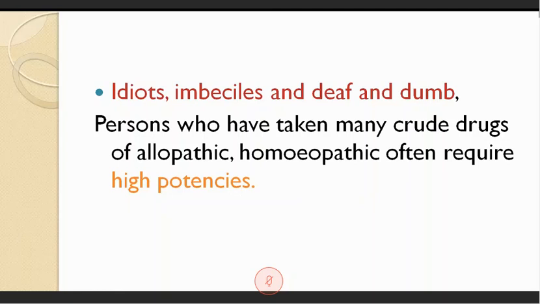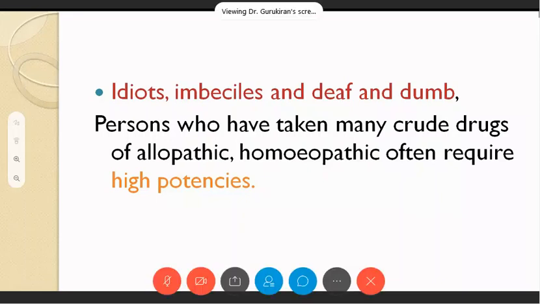We can see diabetes patients. A diabetic comes to the clinic, having diabetes for 10 years, and the blood glucose level is 300, 350 mg per dl. They say, sir, I'm taking allopathic medicine for 15 years, but the blood sugar is not getting controlled. In those cases, after taking the case and arriving at the remedy, you can think of high potencies. High potencies will definitely stimulate it.